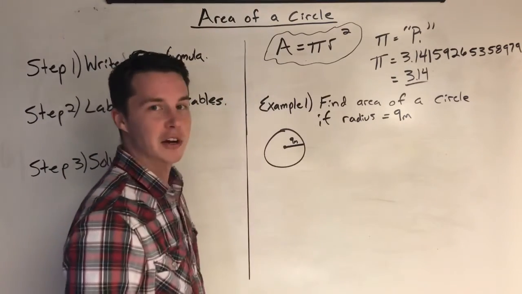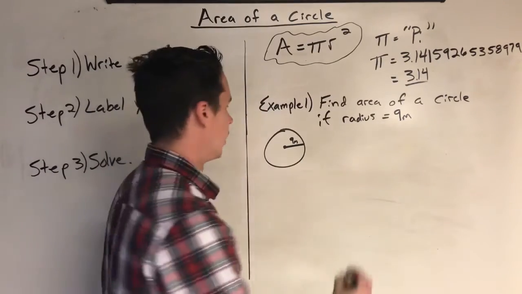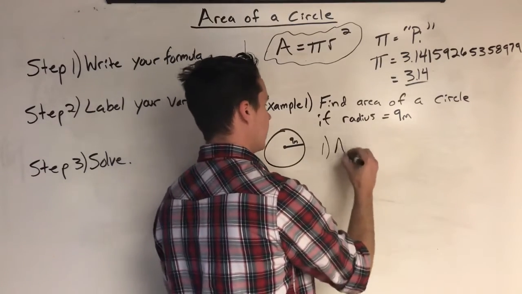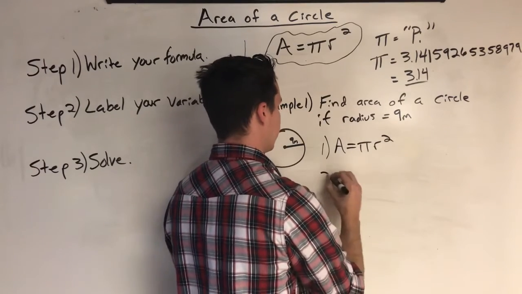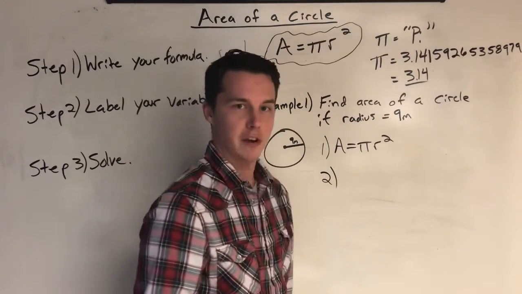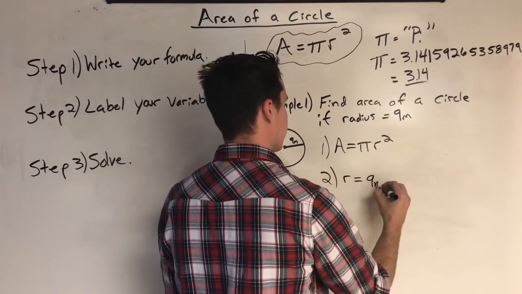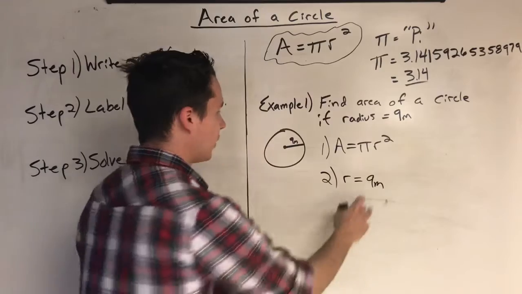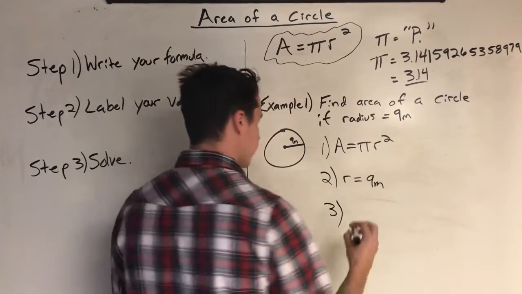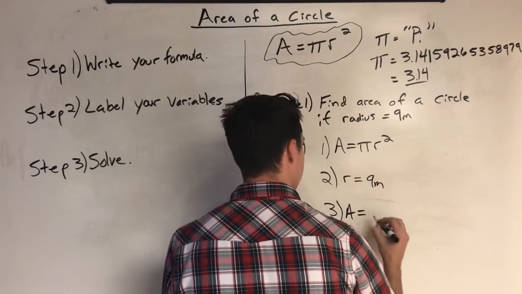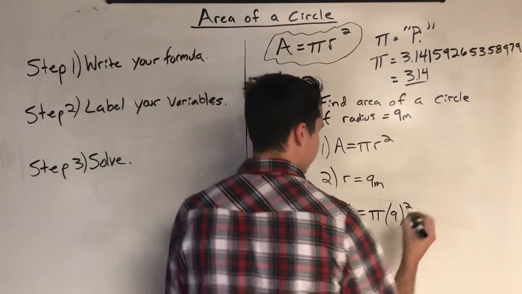Example 1, find the area of a circle if the radius is equal to 9 meters. Our step 1, and I know it's written up there, but we're going to do it anyway: A is pi r squared. Step 2, label our variables. We only have one here, and it's our radius, which is equal to 9 meters. So now we can plug in this 9 meters for our radius and solve in the calculator. So A is going to be equal to pi times 9 squared.